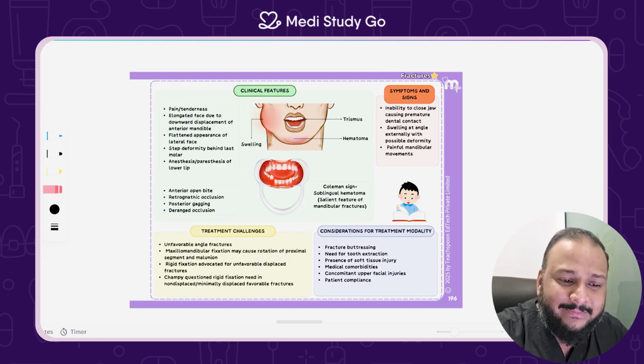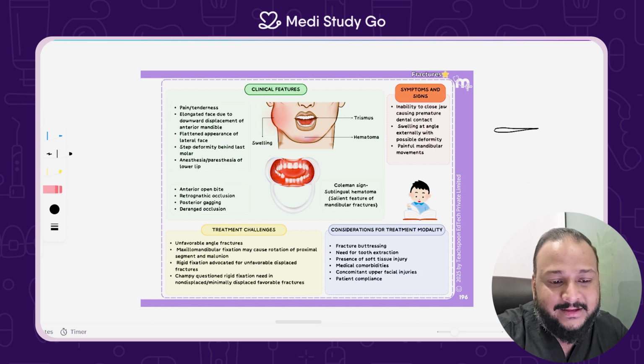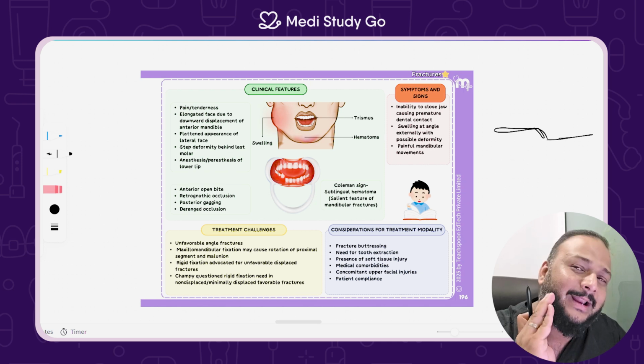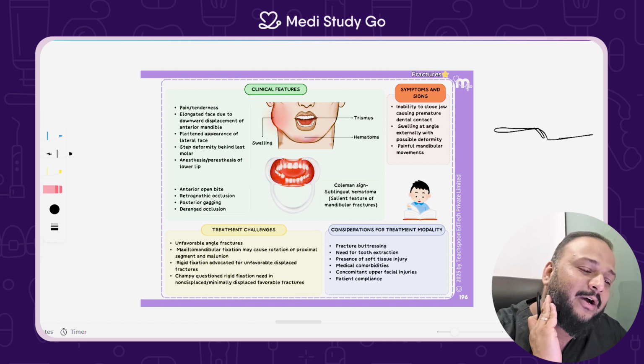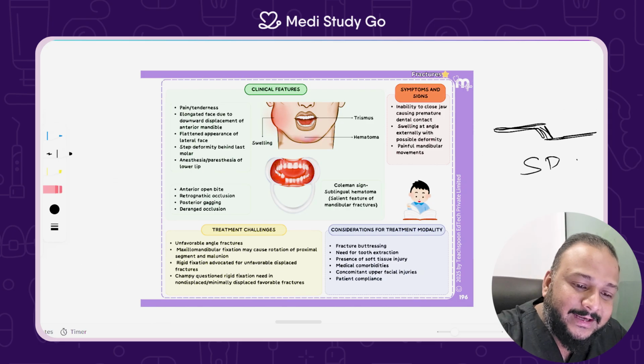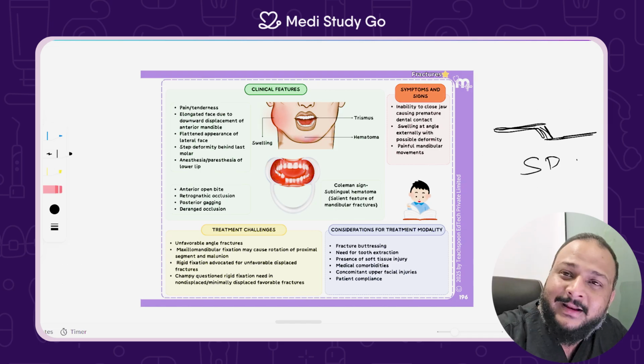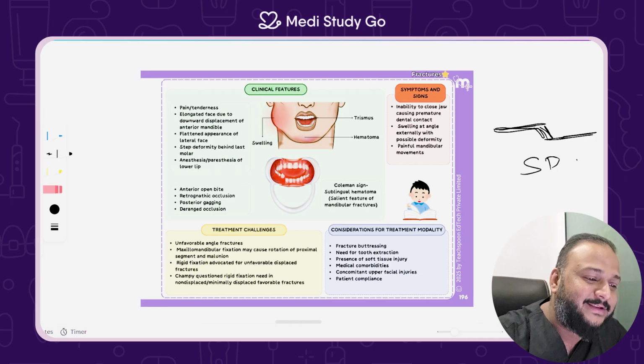What exactly is a step deformity? It's as simple as this. So when you have a discontinuous fracture line, if you palpate somebody's angle of the mandible or inferior border, and if there is a discontinuity which feels like a step, this is called a step deformity in the fracture line. So apart from pain, step deformity, what all clinical features do we have?